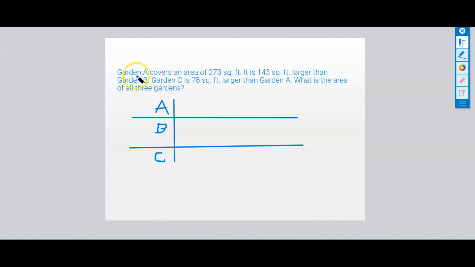Our next question says, garden A covers an area of 273 square feet. It is 143 square feet larger than garden B. Garden C is 78 square feet larger than garden A. What is the area of all 3 gardens? So let's take a look at our first part. We know that garden A covers an area of 273. So let's start with what we know.